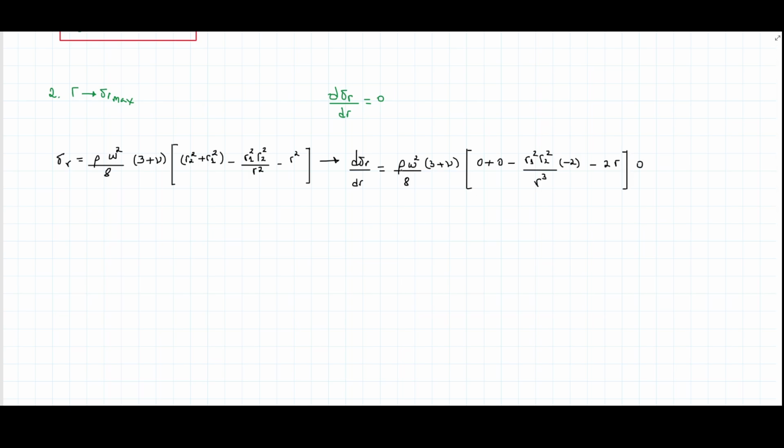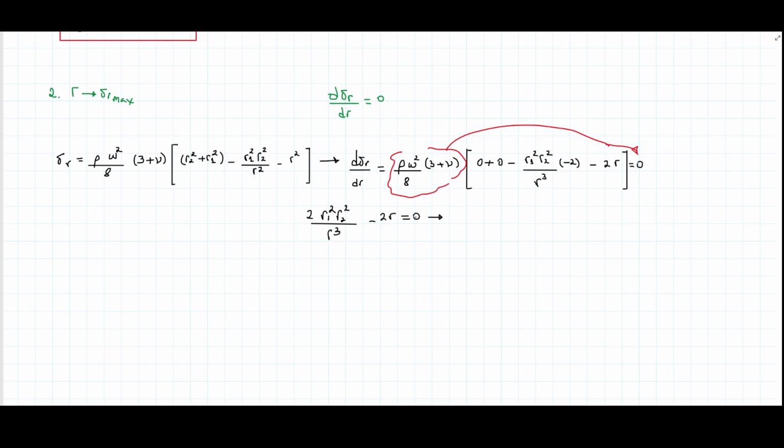So assuming that density exists, that it is rotating, and for sure that there is a Poisson's ratio, then I can take all of this and send it to the other side of the equation, because this should be equal to 0. And then I'm going to end up with minus and minus, so I'm going to have 2 r1 square r2 square divided by r to the power of 3, minus 2r equal to 0. Then I can put all r's, not r1, r2, but all r's at one side of the equation.